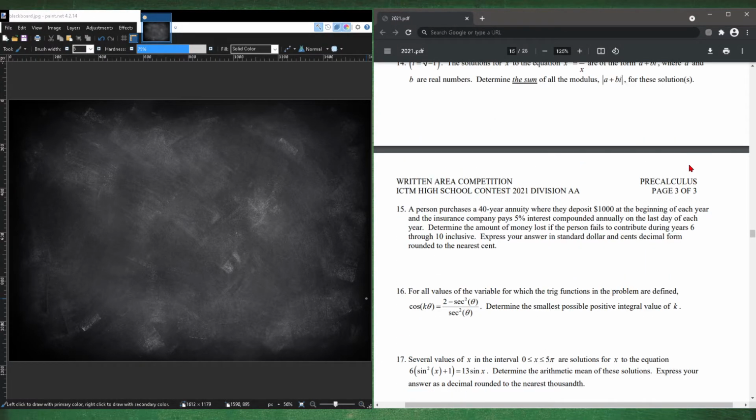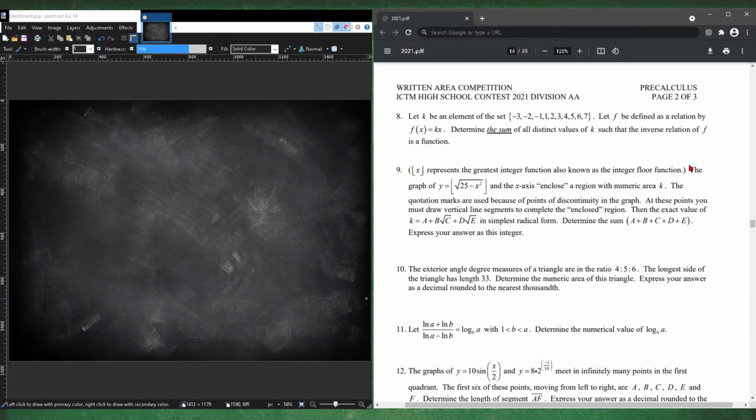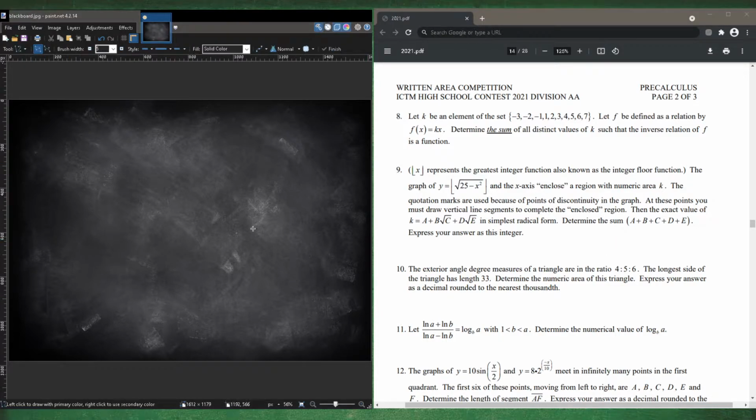Okay, let's start with number 9. The graph of y equals the floor function of the square root of 25 minus x squared, and the x-axis encloses a region with numeric area k. Then the exact value of k equals a plus b square root c plus d square root e in the simplest radical form. Determine the sum of a plus b plus c plus d plus e. You can read the rest of this if you want, but basically we just need to graph this and find the area.